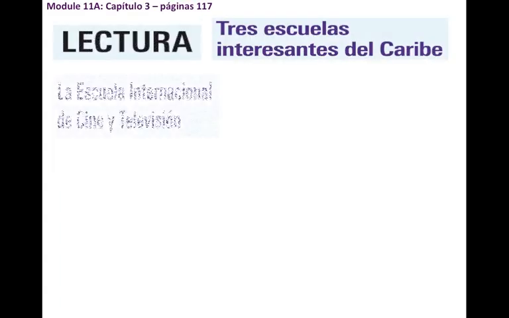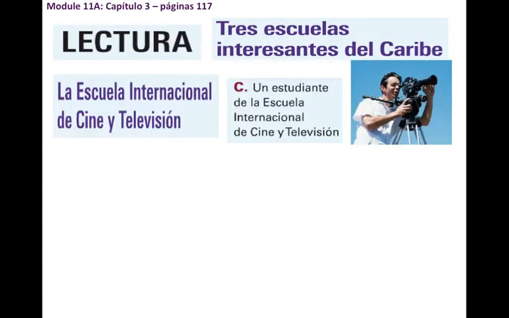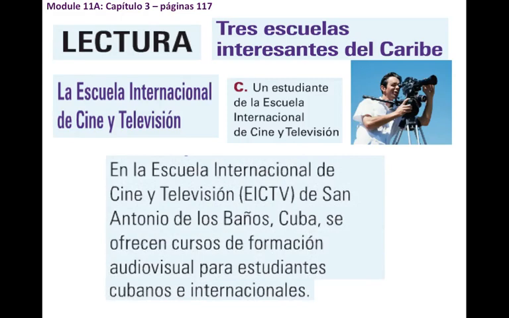Y finalmente, la tercera escuela es la Escuela Internacional de Cine y Televisión. We see un estudiante en la foto de la escuela. En la Escuela Internacional de Cine y Televisión, abbreviated EICTV, de San Antonio de los Baños, Cuba, se ofrecen cursos de formación audiovisual para estudiantes cubanos e internacionales. So audiovisual courses.